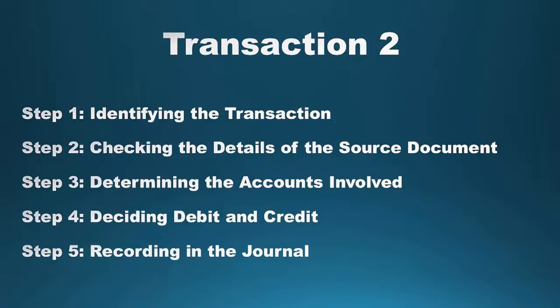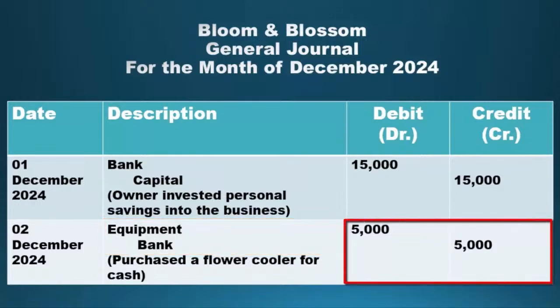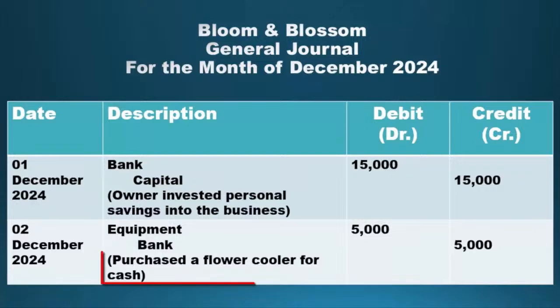Step 5. Recording in the journal. Finally, we record the transaction in the journal. Here's how we do it. Date. Record the date when the flower cooler was purchased. Accounts. Write the names of the accounts involved, equipment account and bank account. Amounts. Enter $5,000 as a debit to the equipment account and $5,000 as a credit to the bank account. Description. Add a short explanation such as purchased flower cooler for cash.